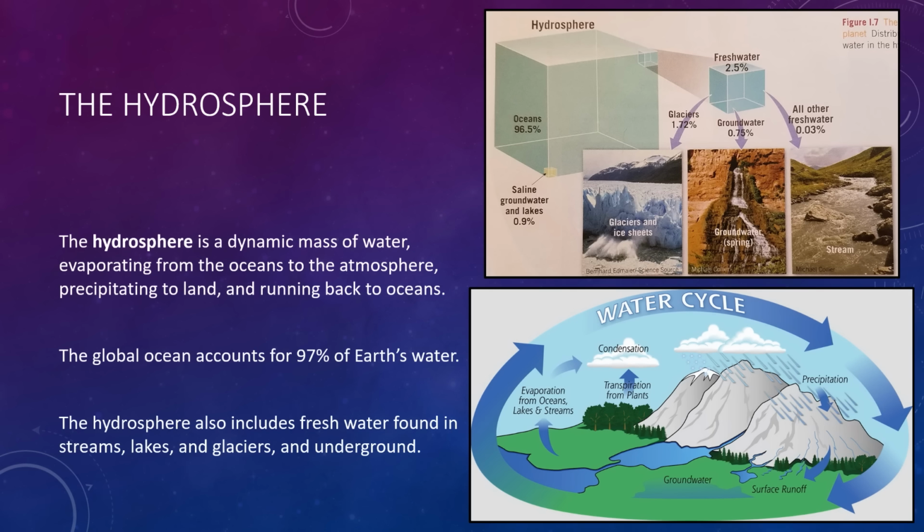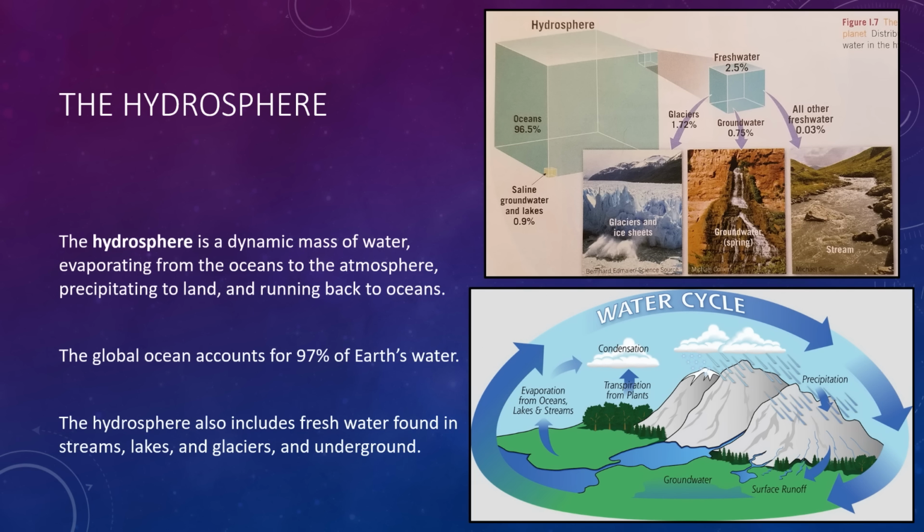Starting off with the hydrosphere, water, more than anything else, makes Earth unique. The hydrosphere is a dynamic mass of water that is continually on the move, evaporating from the oceans to the atmosphere, precipitating to the land, and running back to the oceans once more. The global ocean is certainly the most prominent feature of the hydrosphere, blanketing nearly 71% of Earth's surface to an average depth of about 12,500 feet. It accounts for about 97% of Earth's water.